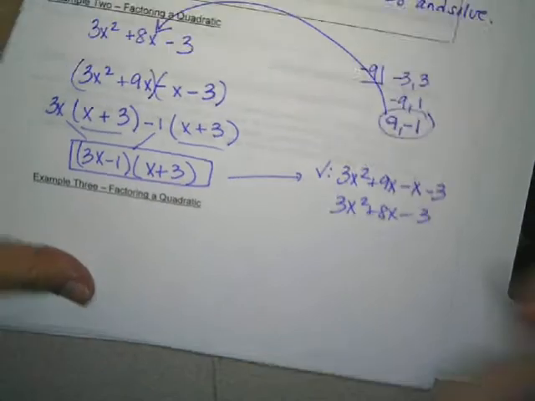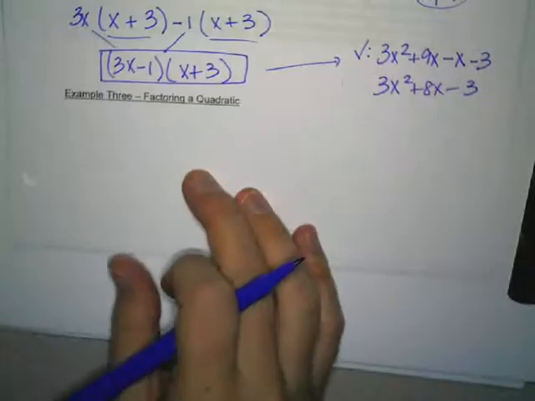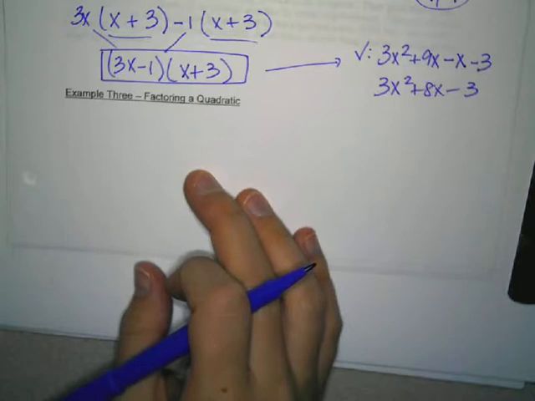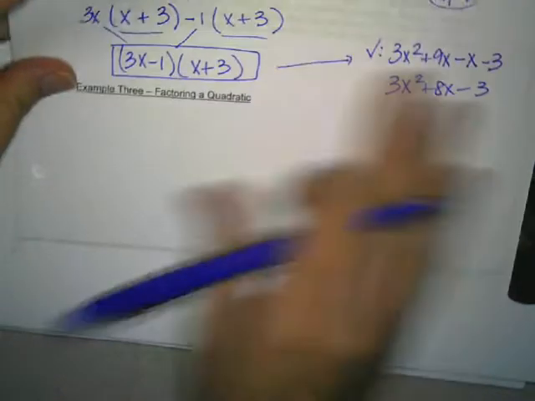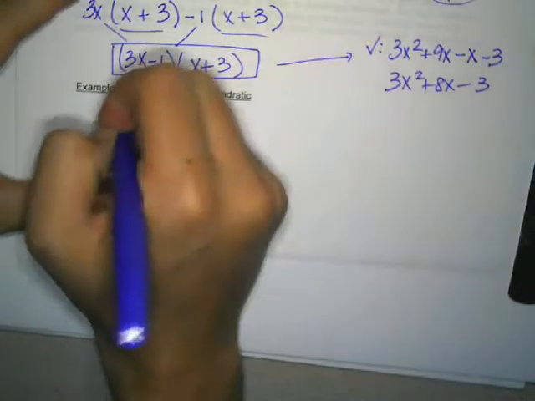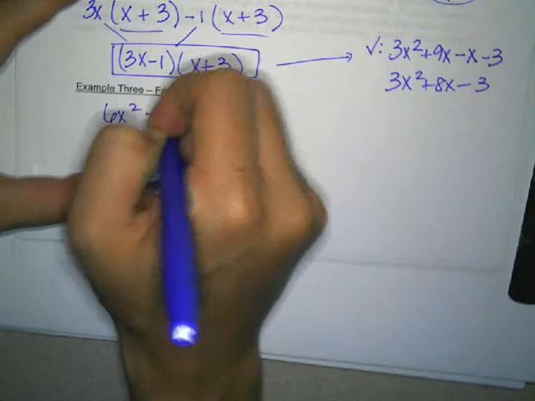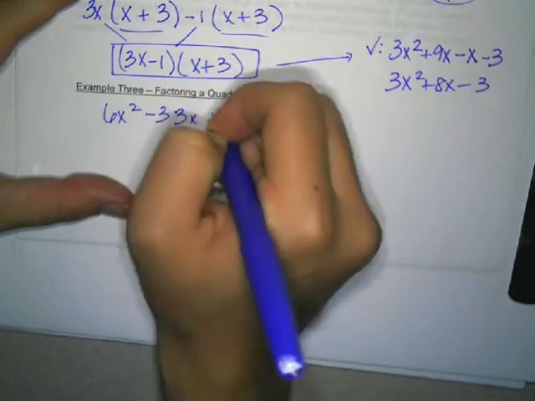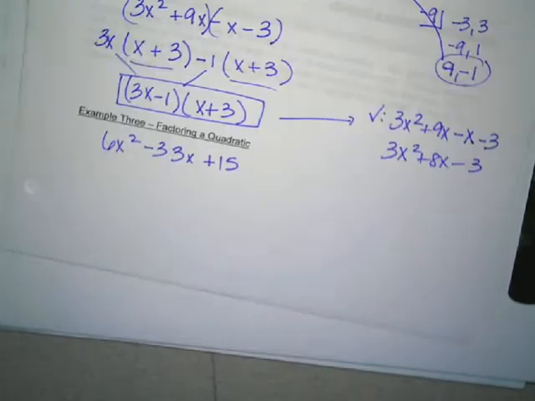Okay, we're going to do one more together, I think. Yeah. So we'll do example 4 together as warm-up on Monday. Okay, well, the next one we're going to do is going to be 6x squared minus 33x plus 15. I'm going to walk through the same process again.